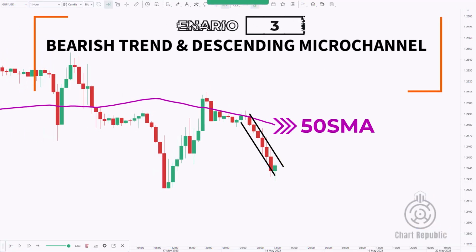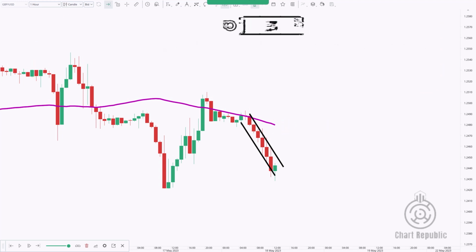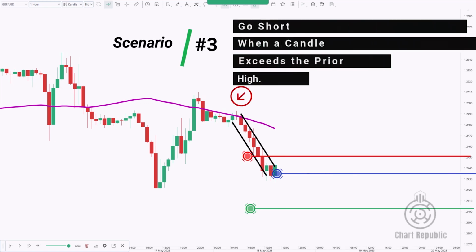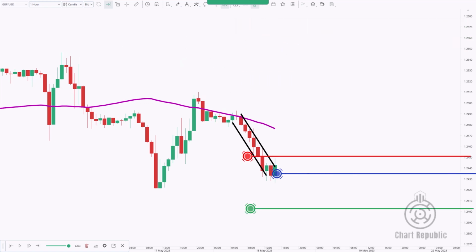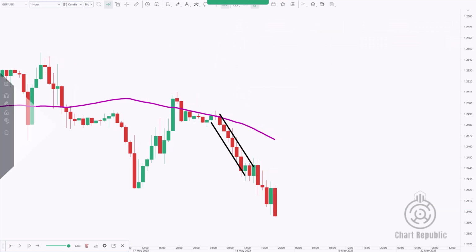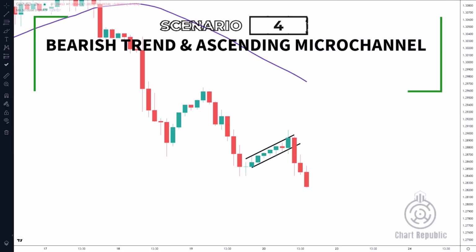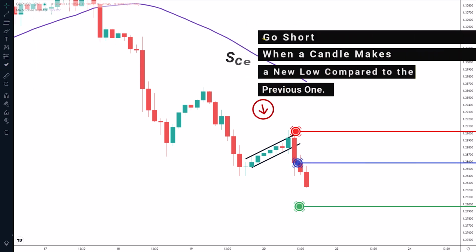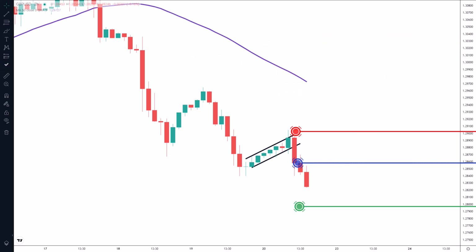In the third scenario, where the price is below the 50 SMA indicating a downtrend, the slope of the microchannel aligns with the dominant trend. Therefore, we only consider short entries when a candle makes a high above the previous candle's high. Lastly, in a bearish trend with the microchannel sloping contrary to the trend, we should only enter short positions when a candle records a lower low than its predecessor.